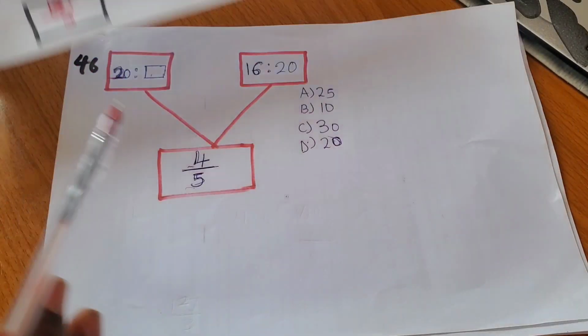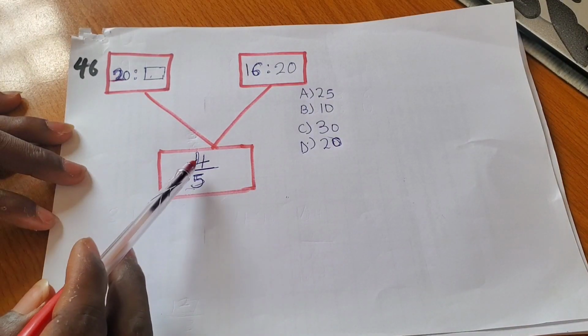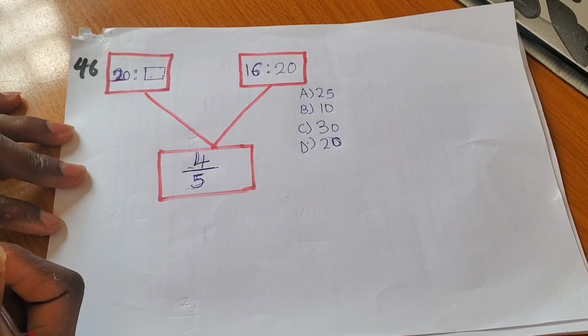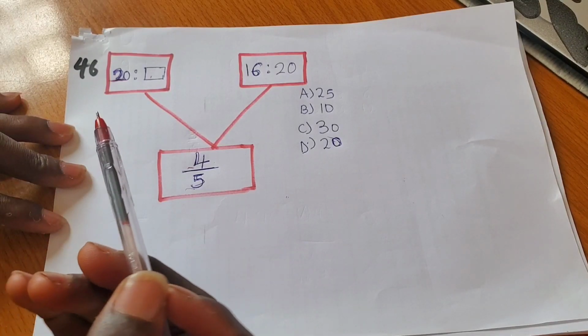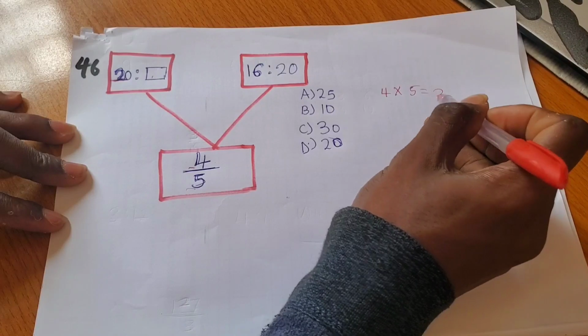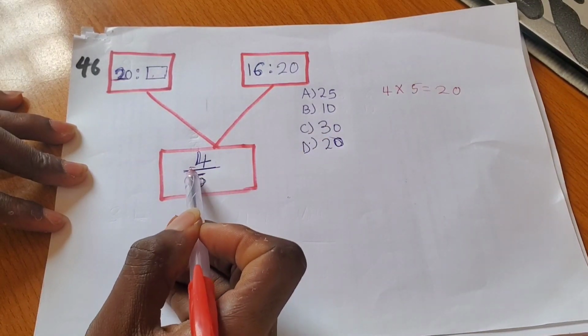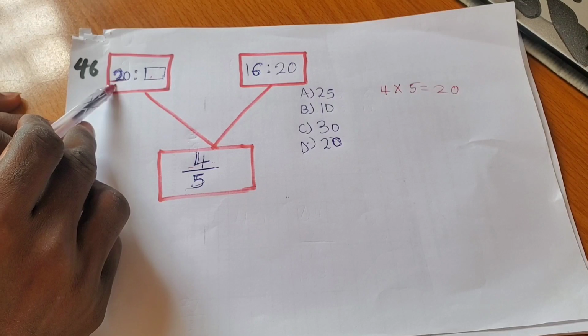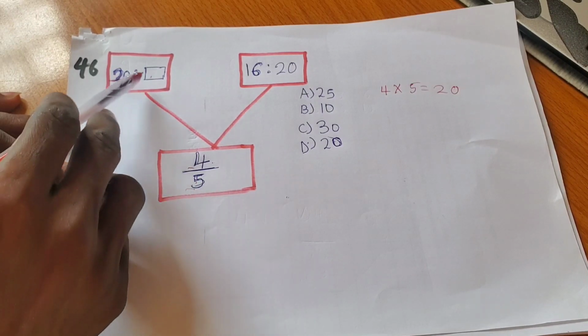Do you understand? So now, what can we multiply by 4 to give us 20? That is 5. So please pay attention. 4 times 5 will give me 20. So now we know that I multiply this 4 by 5 to get 20. That means that it is that same value that I'm going to multiply by 5 to get the value that is going to be here.